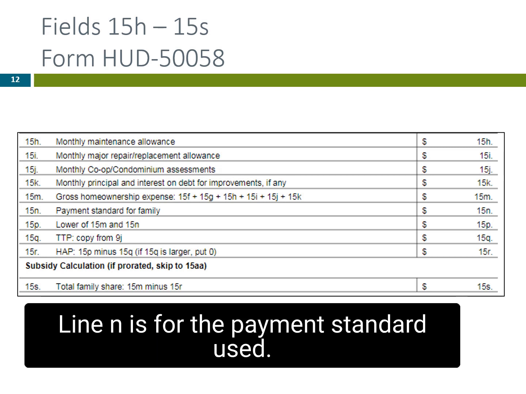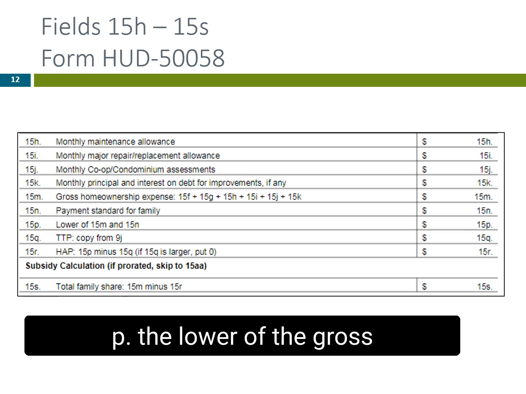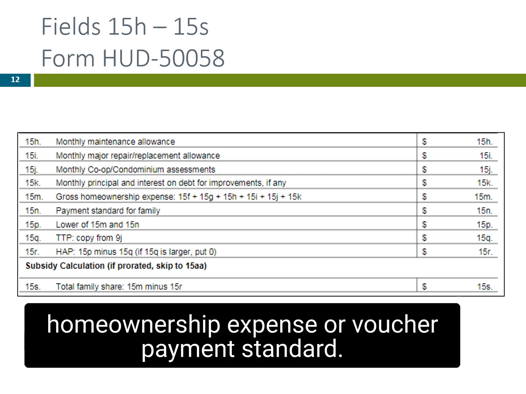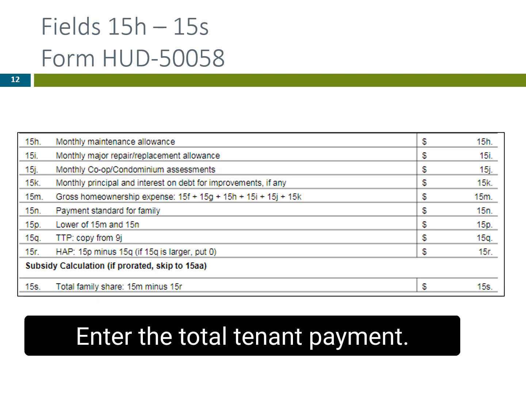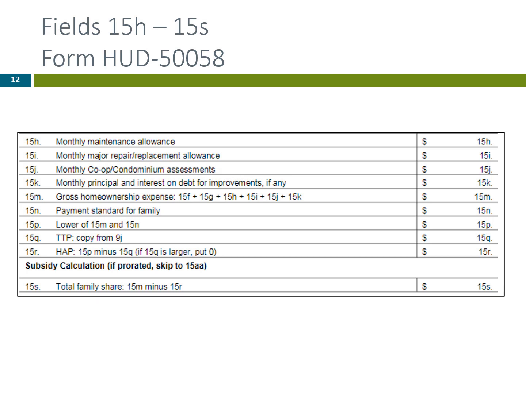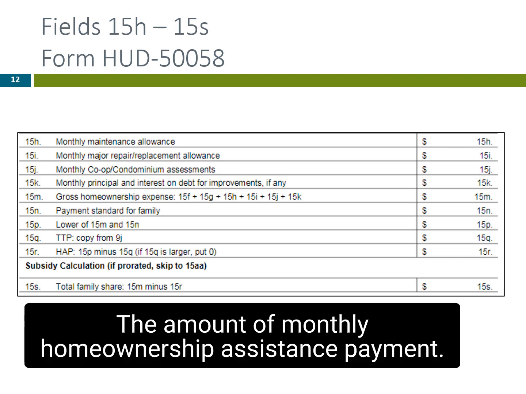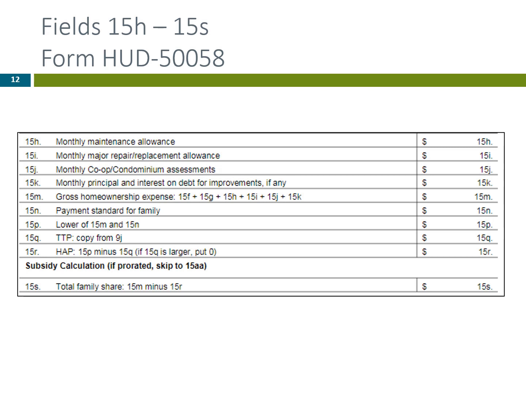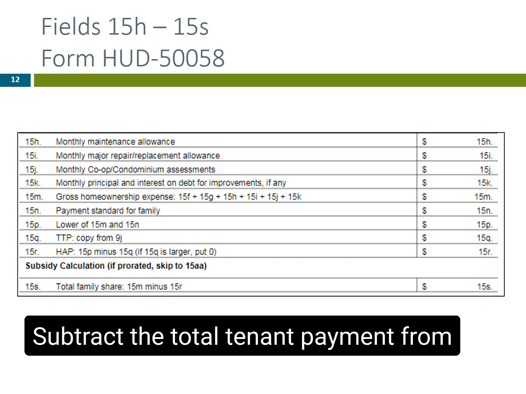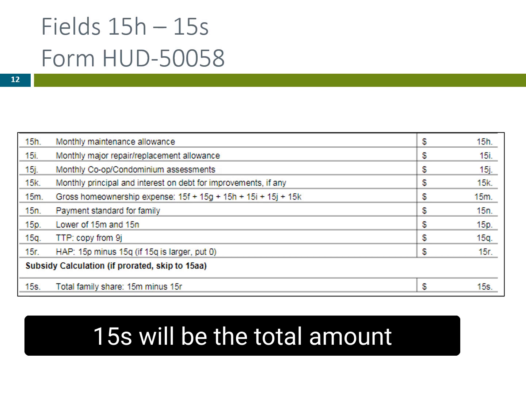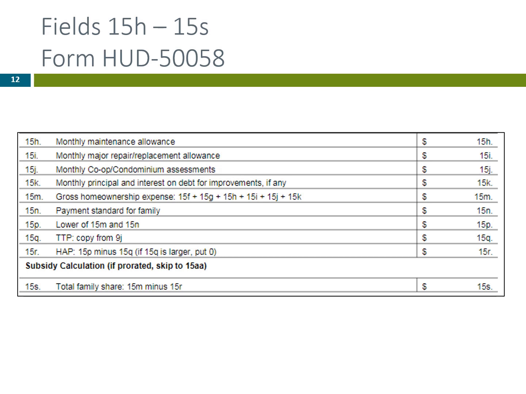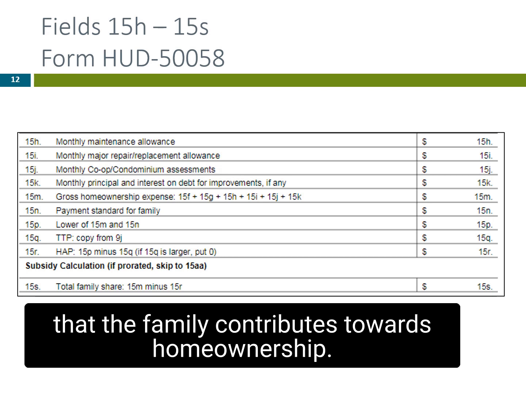Line N is for the payment standard used. P, the lower of the gross homeownership expense or the voucher payment standard. Enter the total tenant payment. The amount of monthly homeownership assistance payment: subtract the total tenant payment from the lower of either the gross homeownership expenses or voucher payment standard. 15S will be the total amount that the family contributes towards homeownership.